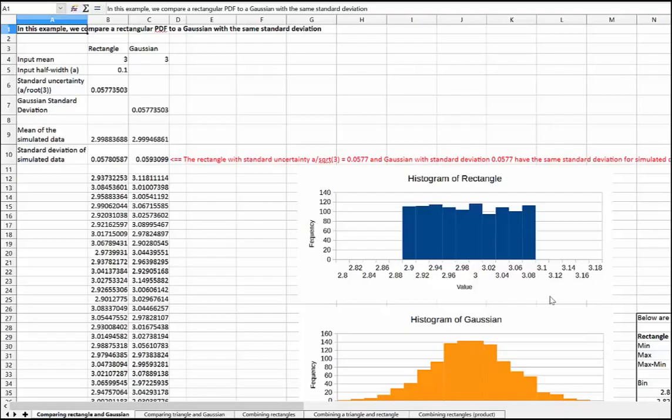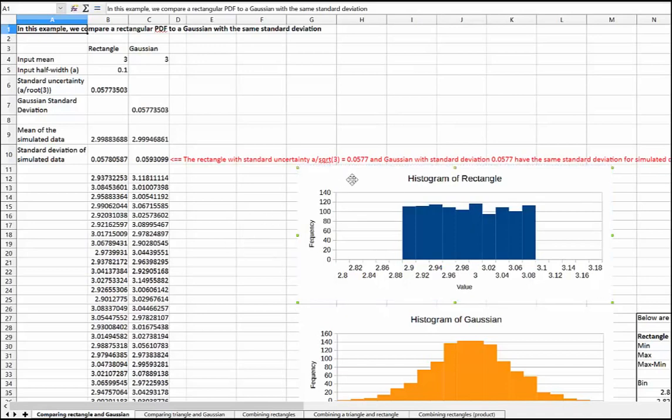Hi everyone, in this screencast I'm going to go through looking at rectangular and triangular PDFs and comparing them to Gaussians, and also combining them, like rectangular with rectangular and things like that, and seeing what the outcome is. So the first thing I want to do is look at a rectangular PDF.